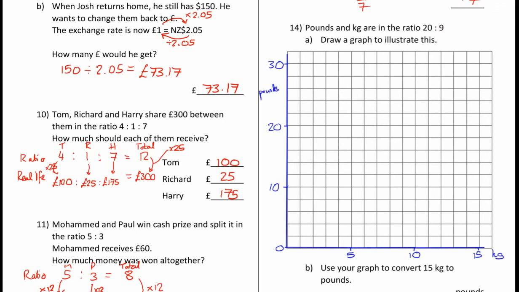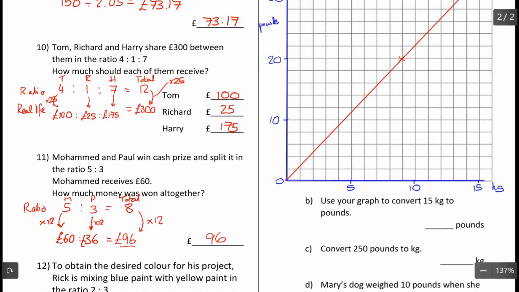Okay, and we know that 20 pounds is 9 kilos, so I'm going to put that on the graph. So it is 9 kilos, 20 pounds. That's it, and I'm going to draw my conversion line through that. The other bit of information we know, of course, is that 0 kilos would be 0 pounds. It doesn't matter that they're different units. If you've got no weight in one unit, it's no weight in the other unit. Okay. Right. So that's the first part done.